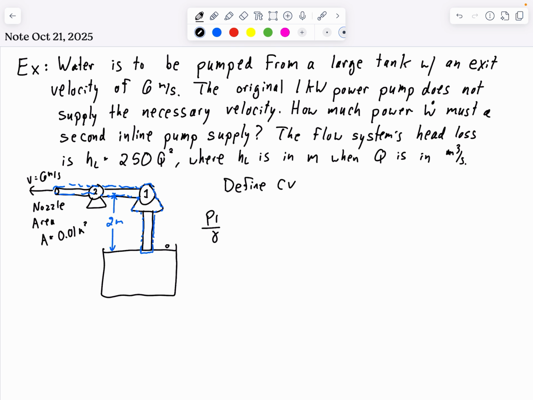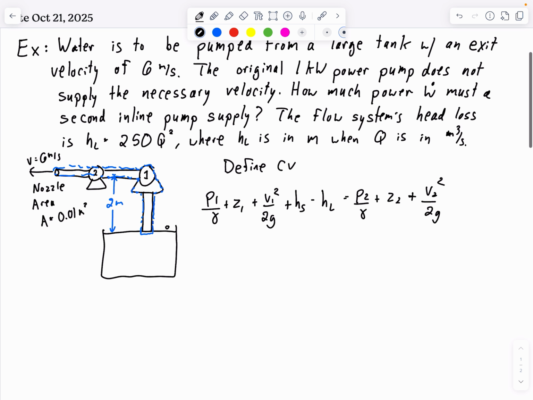So we have P1 over gamma plus Z1 plus V1 squared over 2g plus H sub S, which is our shaft head, minus H sub L, which is our head loss, is equal to P2 over gamma plus Z2 plus V2 squared over 2g. Now we can do some simplification to this.